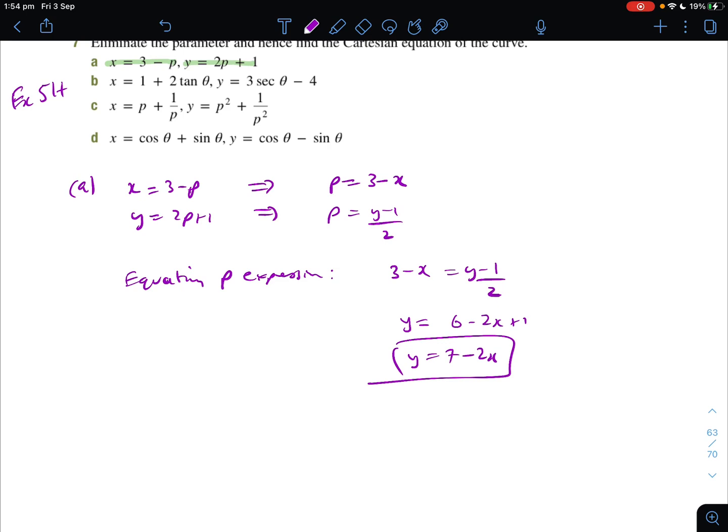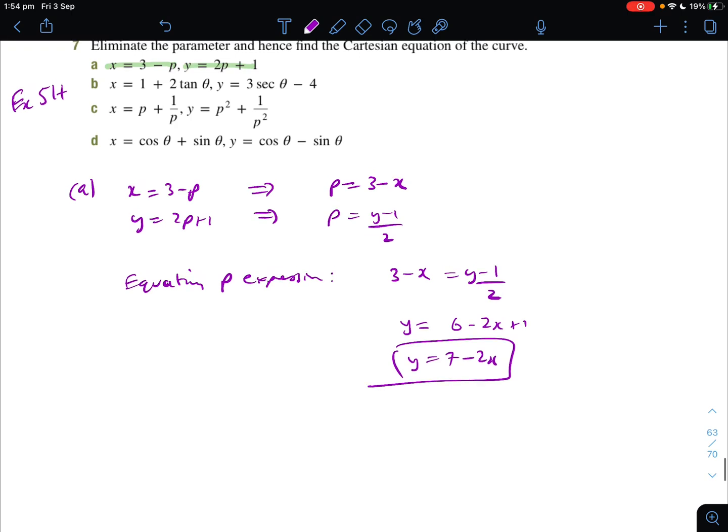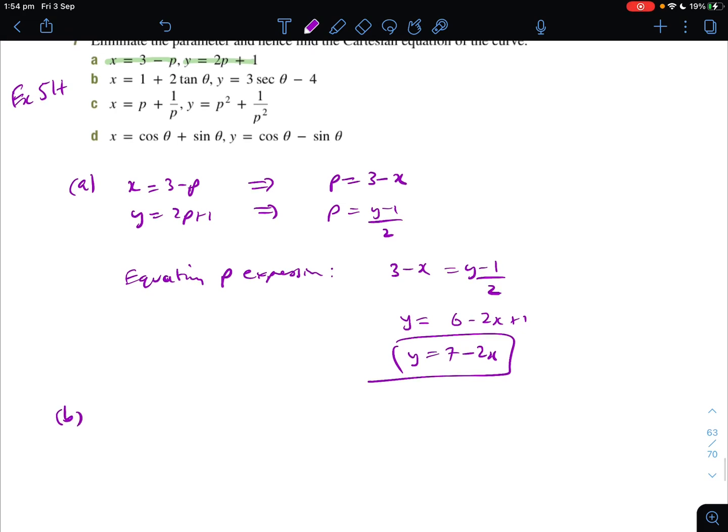That's an easy one. Two lines, parametrically, will end up being another line. When I think about that, a line of a line is a line, basically, yes. In B, it's a little bit trickier. You've got x equals 1 plus 2 tan theta and y equals 3 sec theta minus 4.